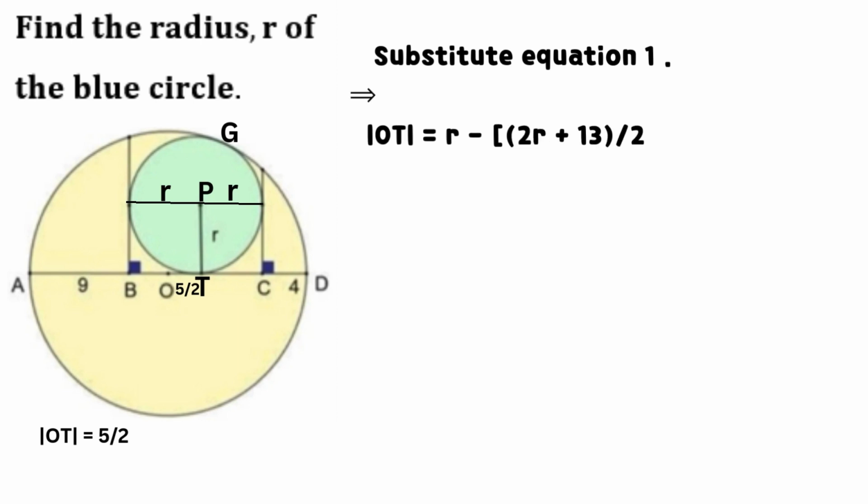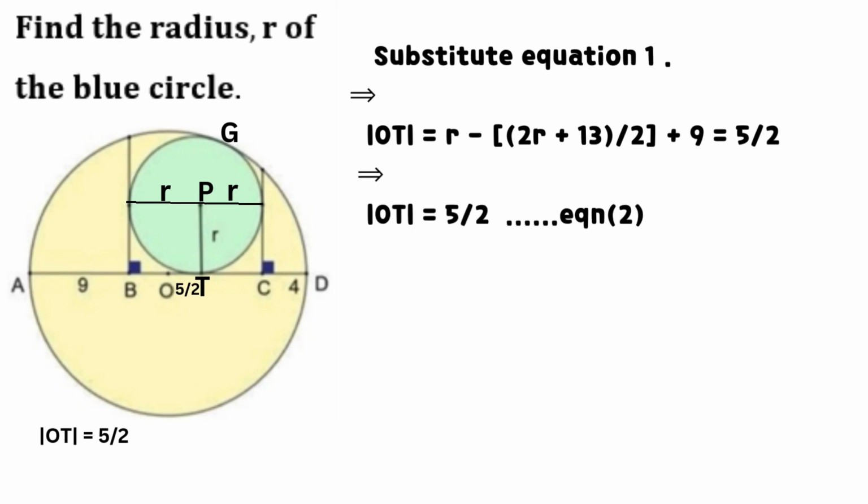Substitute equation 1. It signifies that line OT equals small r minus half the sum of 2 times small r and 13, plus 9, which equals half of 5, as shown on the screen. Hence, line OT equals half of 5. We call it equation 2.